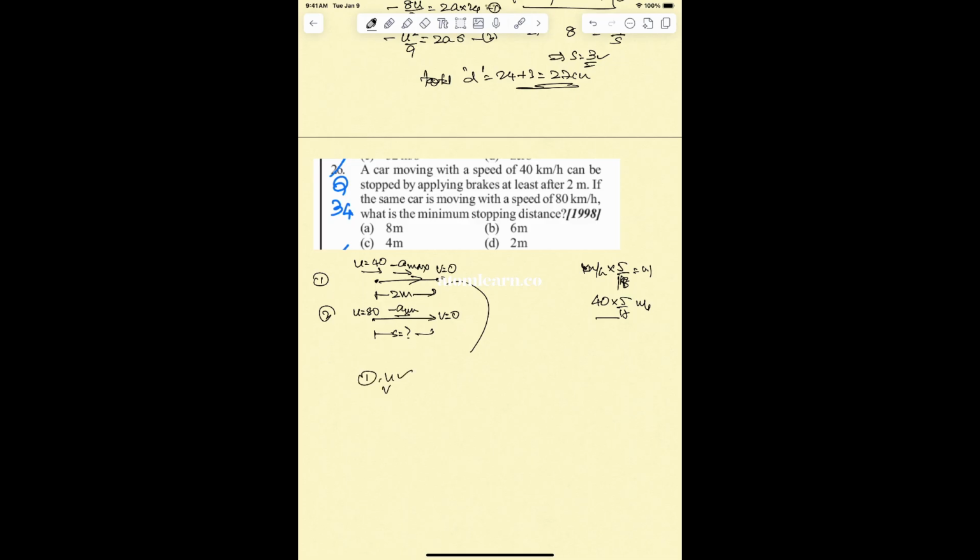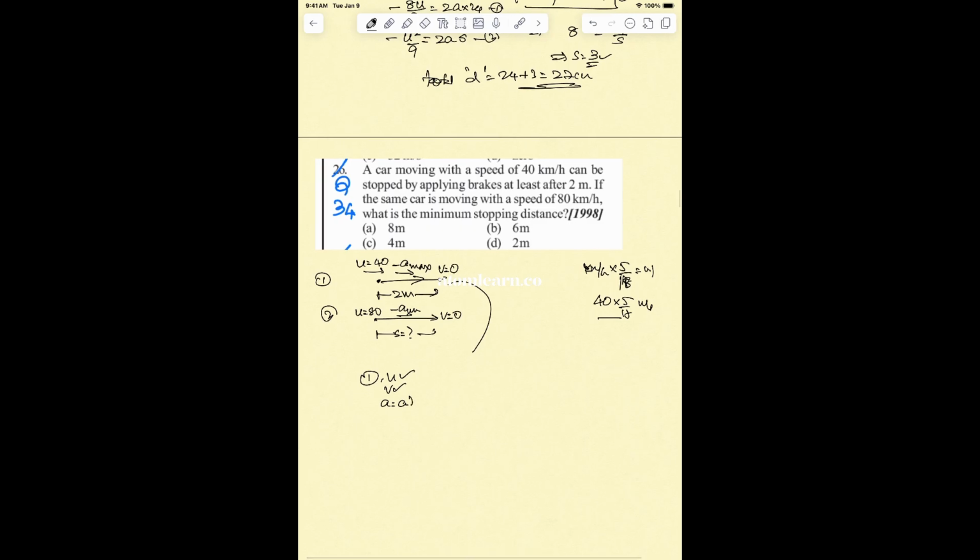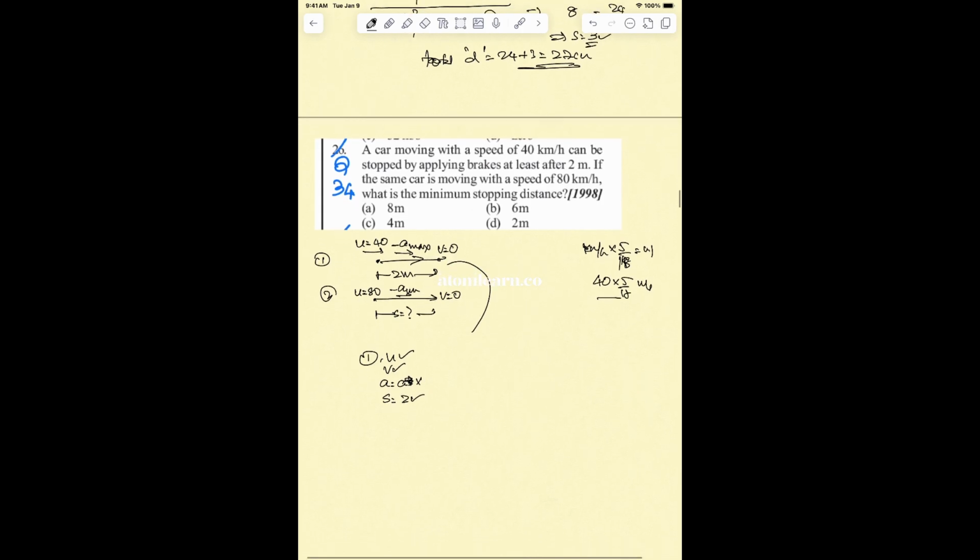Now, U is given data, V is given data because it is 0, and then A is unknown, but it is going to be common for both situations. Therefore, use that as a common variable. A is not known, and S is given data 2. Therefore, now 3 variables are given.